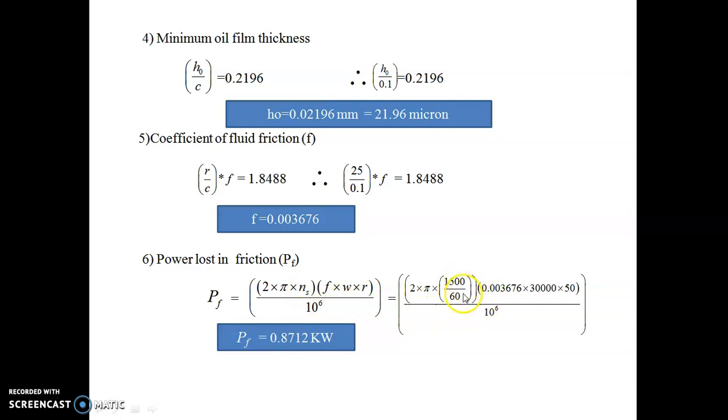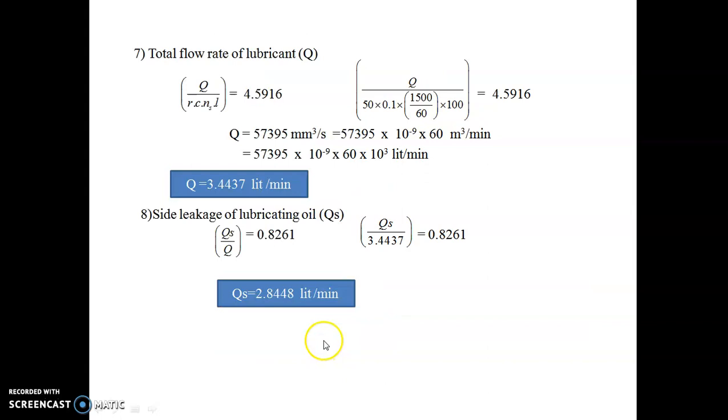Power loss in friction PF is equal to 2 pi Ns f W R upon 10 raised to 6. We have Ns 1500 upon 60. Value of f 0.003676. W 30,000. R 50. Get the power loss, that is 0.8712 kilowatt.